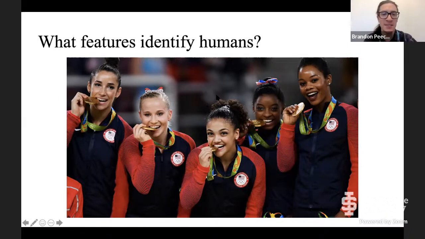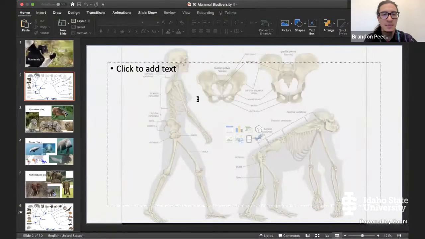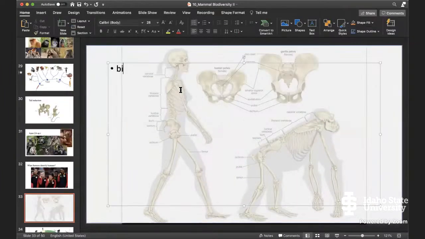Actually, wait a minute. You guys can still see this, right? I'm still screen sharing. Yeah, we can still see.